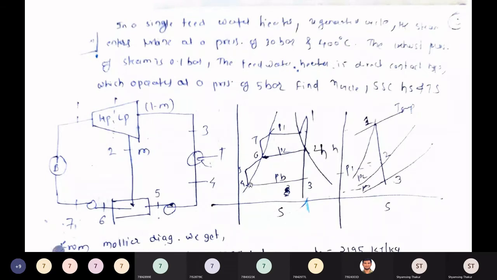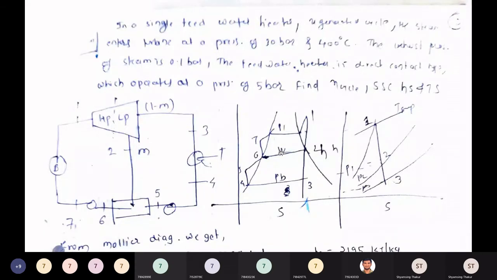So 1 2 3 enthalpies you get easily, and H4 and H6 are nothing but the hf at the particular pressure. H4 is nothing but hf at the back pressure 0.1 bar. H6 is nothing but hf at the reheating pressure P2. Are you getting the point?